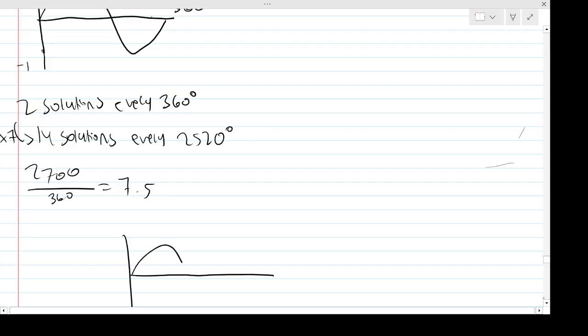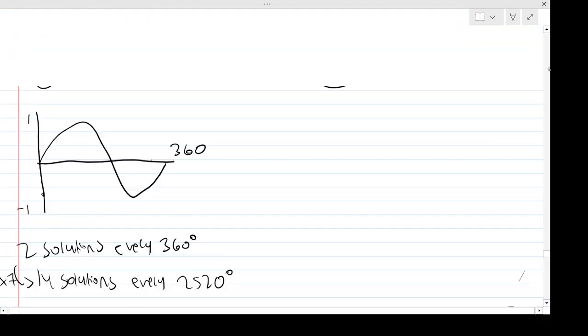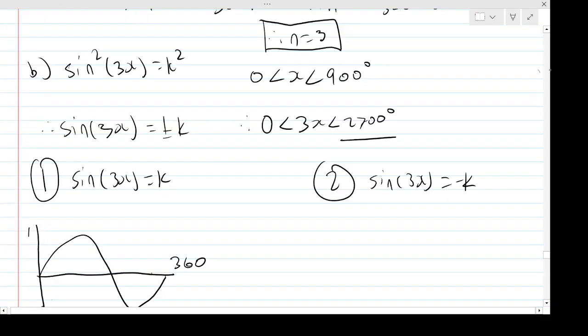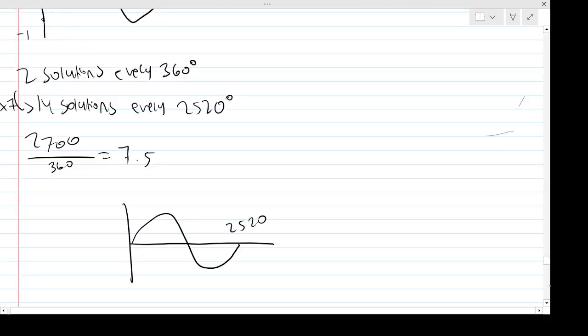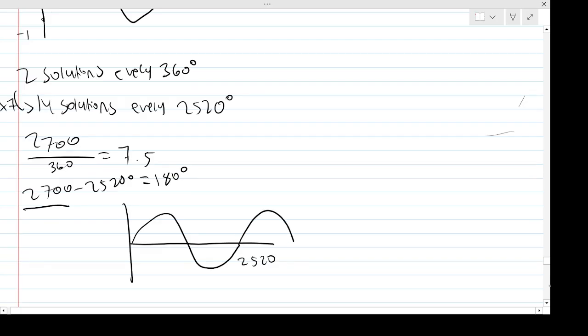So if I draw that same sine graph, this is now 2,520, right? After the 7th repeat, right? But we have a bit left over, because remember, we need to go up to 2,700. If we subtract 2,700 by 2,520, we get, I believe, 180, right? Because then that'd be half of it, right? But there we are. So we need to do another 180 afterwards, right? To get to the maximum degree of 2,700. So another 180 then, if we continue the shape of the graph, would be there.